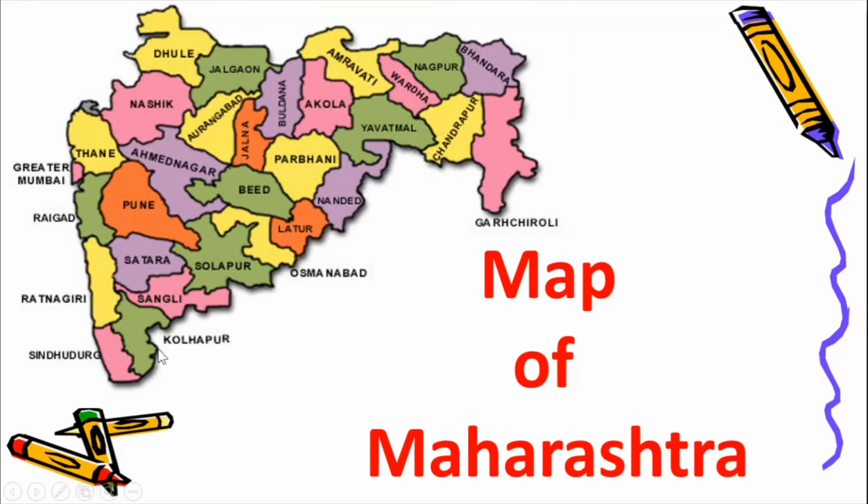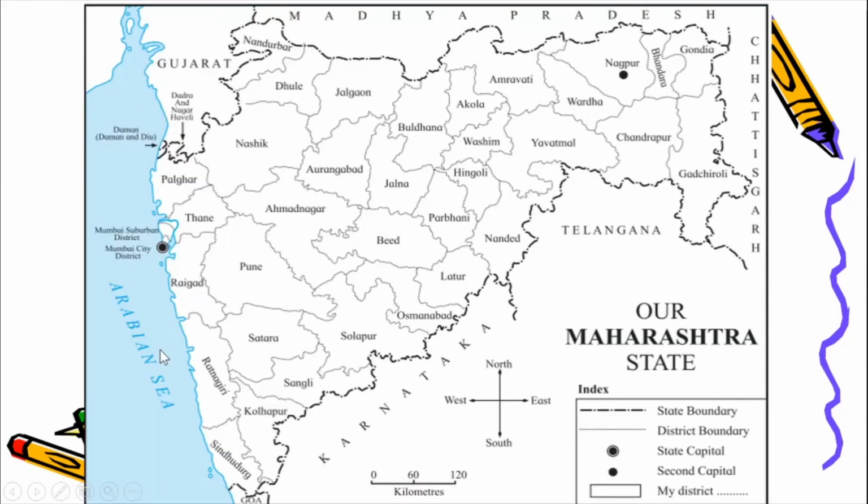Let us look at one more map of Maharashtra which is there in your book. So see here, this is the map of Maharashtra which is there in your textbook. Let us try and see what things are indicated on this map. So you have the capital of Maharashtra, that is Mumbai here. You have the second capital, that is Nagpur here.